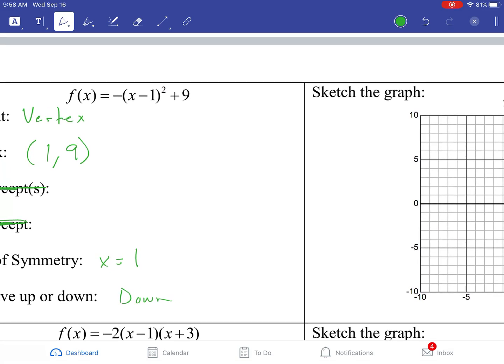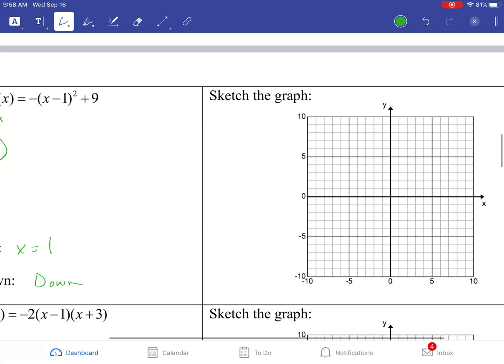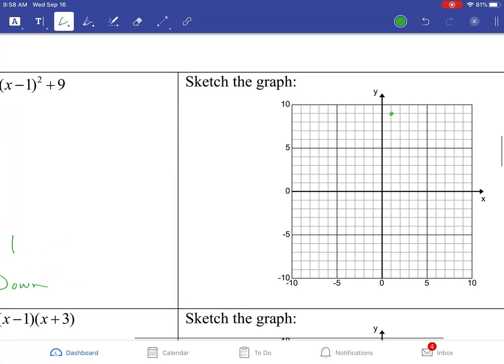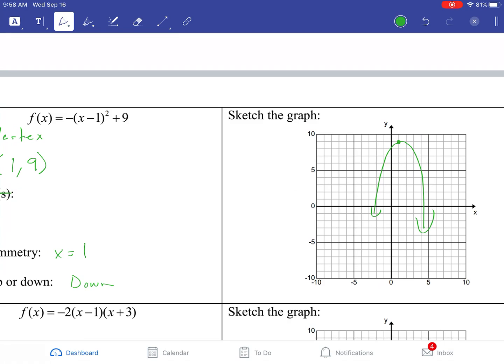So the vertex is (1, 9). So (1, 9) is going to be here, and we know the graph's going to go down, so we're just going to draw a graph going down. And that's it. We don't need to draw the axis of symmetry, it's just information we want. So that's good enough for now.